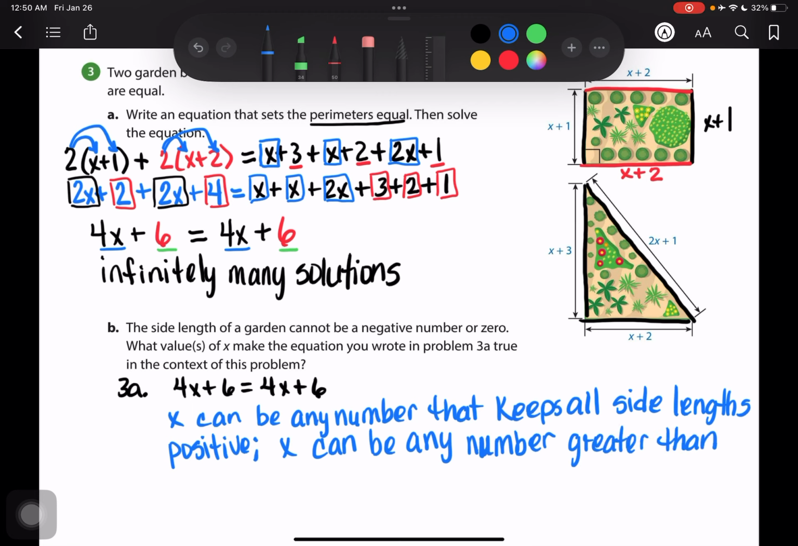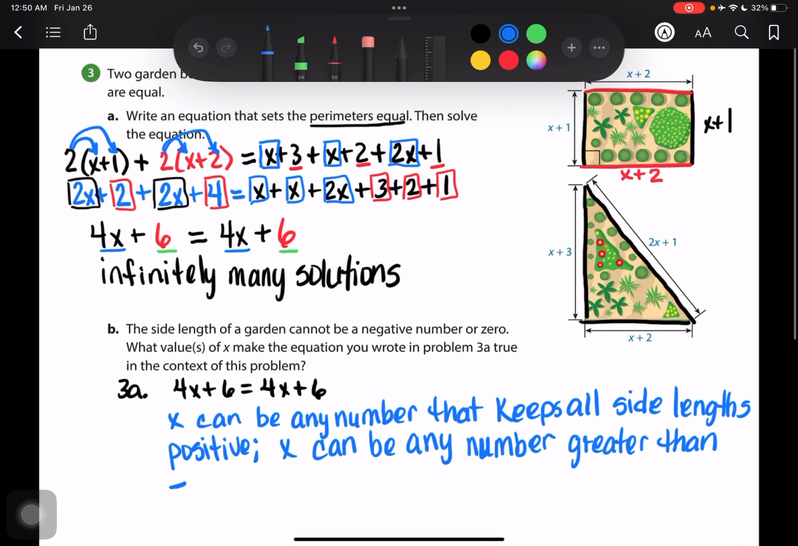or negative 0.5. Because if we look at just one of the side lengths of the rectangle, if x plus 1 is a side, and I substitute negative 1/2 in place of x, I'll have this equation, okay? If I add a negative 1/2 and a positive 1, the result will be a positive number. So any number greater than a negative 1/2 will make this equation true, okay?